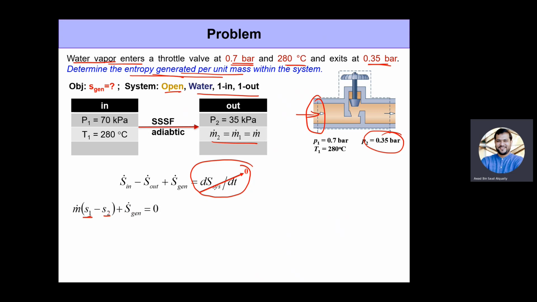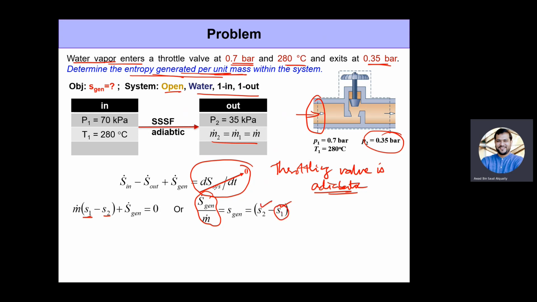Now, normally you would also have the heat transfer term in the general balance equation, but of course, the throttling valve is adiabatic. Throttling valve is always adiabatic. So we don't have to put in that term in the equation. We are left with a very simplified expression. Entropy generation is simply equal to mass flow rate times S2 minus S1. But here, since we are trying to determine entropy generated per unit mass, we are interested in entropy generation divided by m dot, which should simply be equal to S2 minus S1. So all we need to do now is to determine S1 and S2.